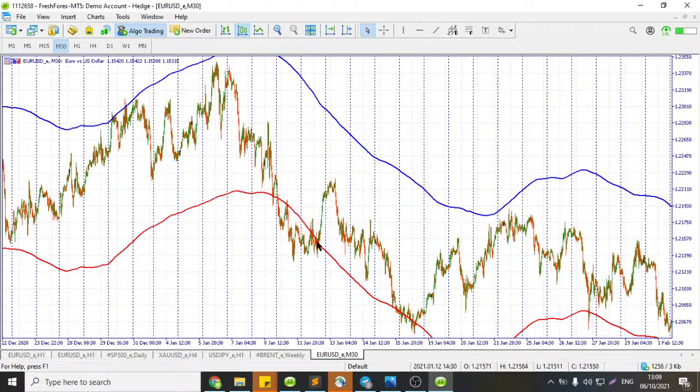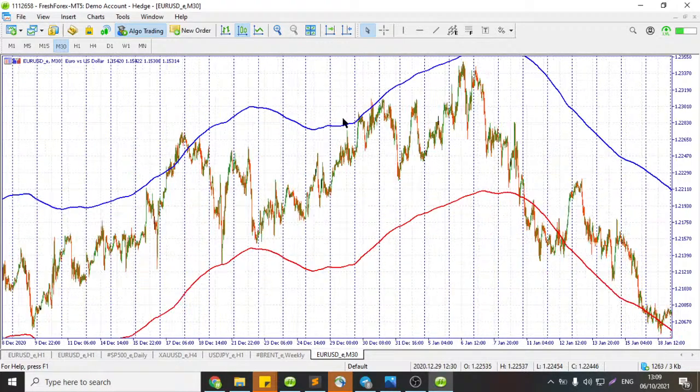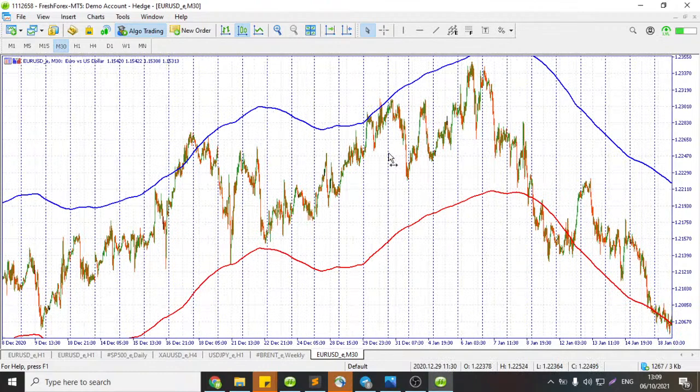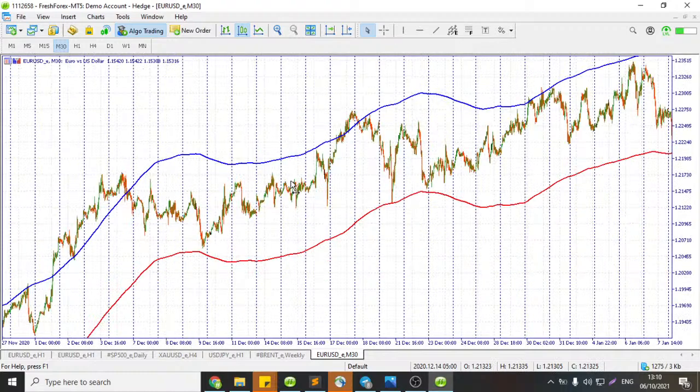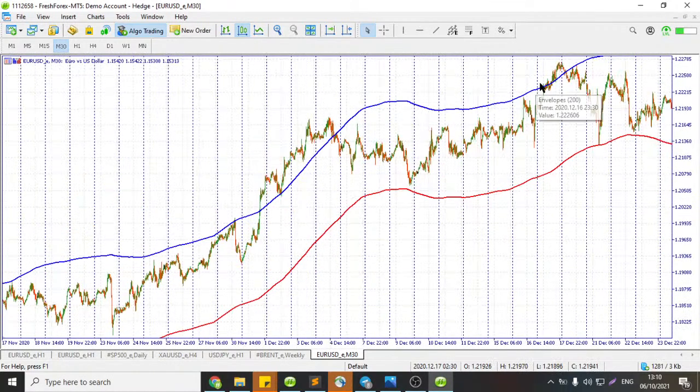Then there is a sell here, we do have a sell, we do have a sell, and then there is a buy, and then a sell, and then a sell. Then there is another buy here.